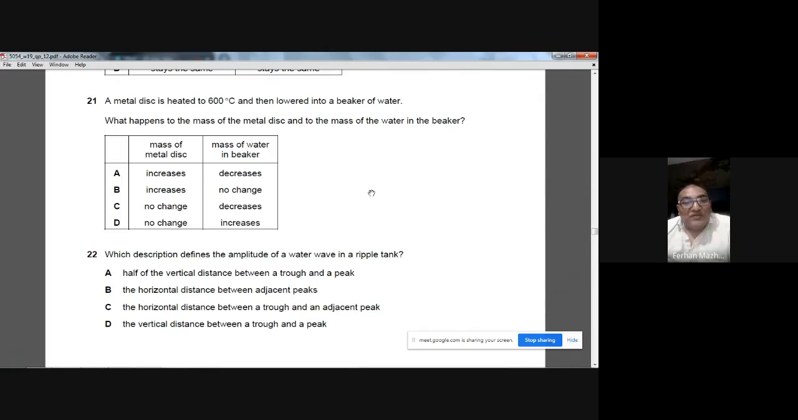But when you put a 600 degrees centigrade hot metal piece into the water, immediately some of the water will start boiling, and some of the water will convert into steam. So the mass of the water will start decreasing. It looks like C is the option. Question number 21, C is the right option, sir. Question number 22.